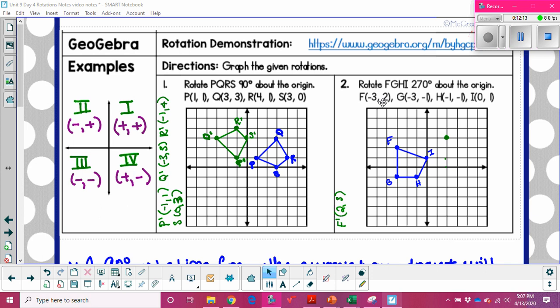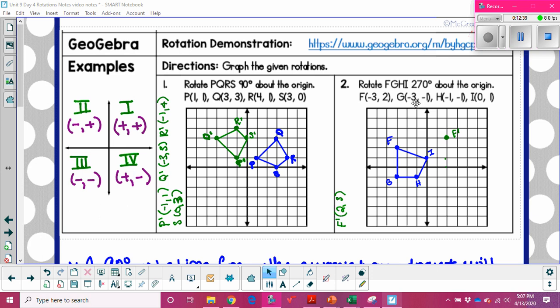Okay, so let's look at G. Point G is in quadrant 3. Again, you're rotating 270 degrees, so that's 90 degrees 3 times. You're going to move 3 quadrants. So you're going to end up in quadrant 1, 2, 3. You're going to end up over here in quadrant 2. And in quadrant 2, your signs are going to be a negative and a positive. And you're going to flip your x and y.